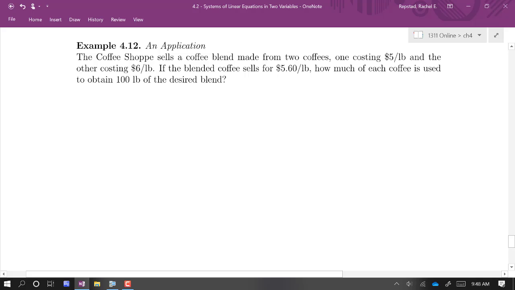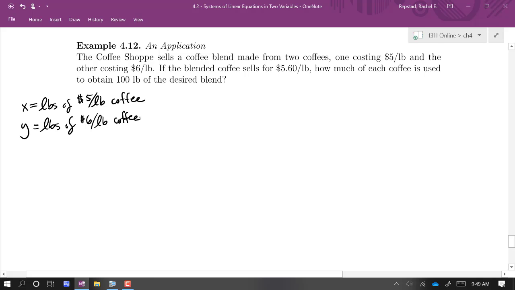So how many pounds of each coffee? There's two things we're trying to find: how many pounds of the first coffee and how many pounds of the second coffee. So I'm going to let those be my variables here. Let X be the pounds of the $5 per pound coffee, and Y can be pounds of the $6 per pound coffee.